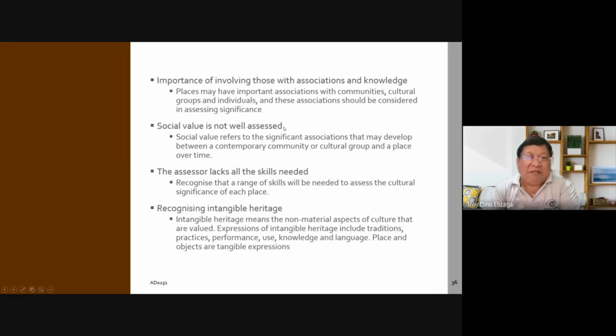But anyway, that happens. Social value is not well assessed. The assessor lacks all the skills needed. This is also true if you're not studying very well and someone actually approaches you to assess something, and then you get the project and then you don't consult. So it's a problem. Recognizing intangible heritage. There are some people who cannot recognize an intangible heritage.